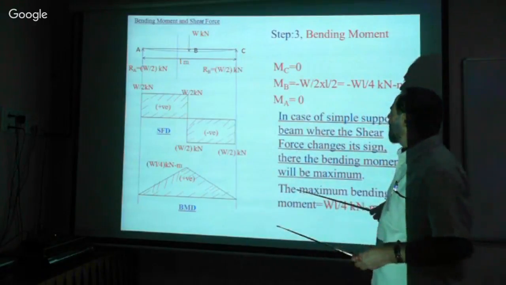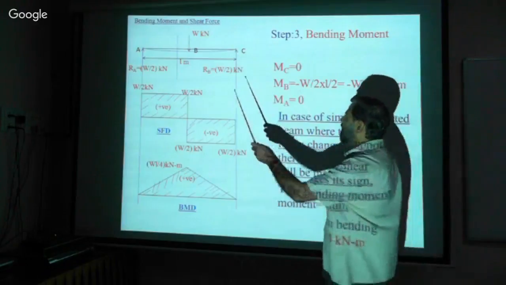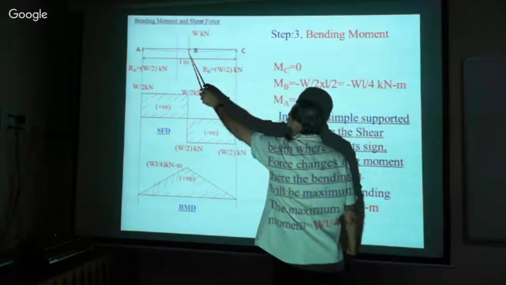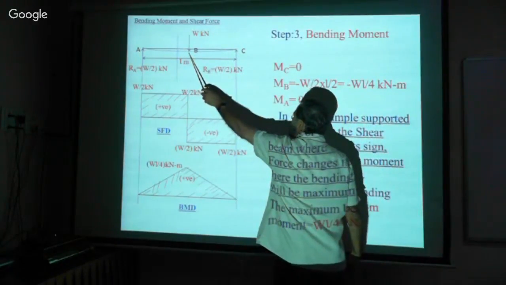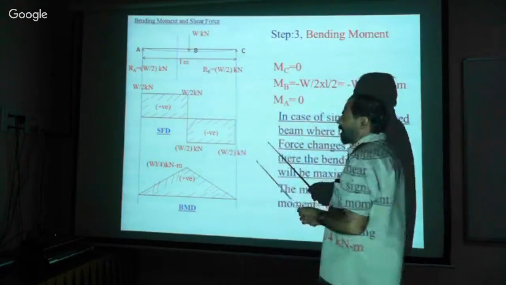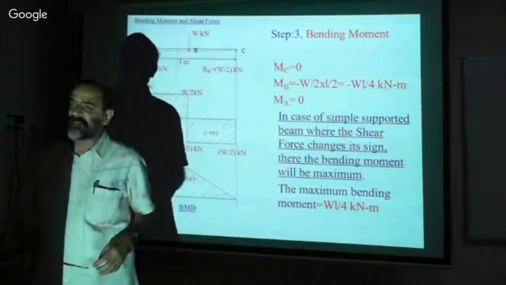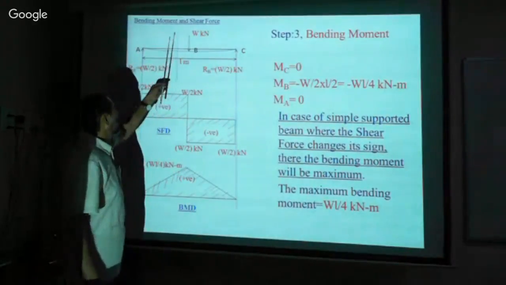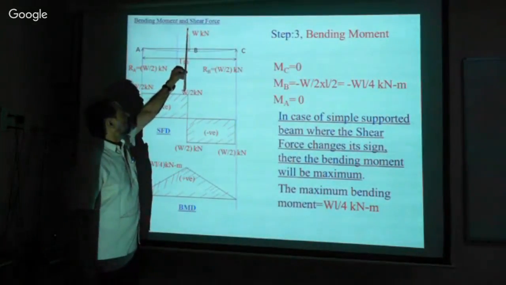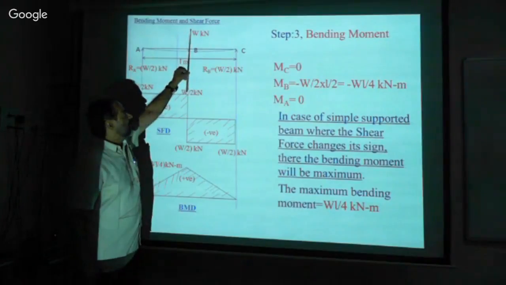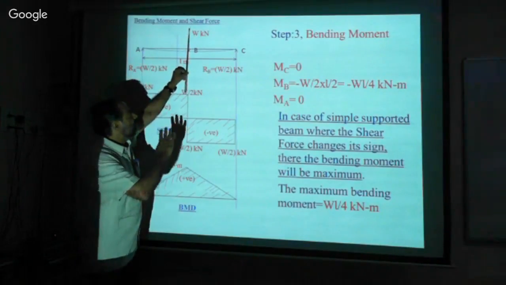Now let us calculate the bending moment at the center of the span, at this point. Now, see, very simple analysis it is. Let us see the section where we need to calculate the bending moment. Therefore, consider the right hand section.